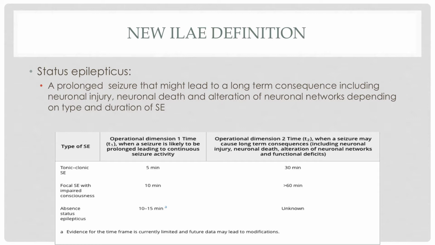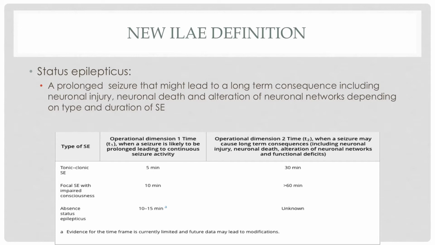It's any convulsive seizure that lasts more than 5 minutes, or two of them occurring without returning to baseline. So when you look, the number in the time on the right is the time by which you need to stop the seizure to prevent irreversible damage. For focal status epilepticus with impaired consciousness, that definition is at 10 minutes, and beyond 1 hour, you can start to have irreversible damage.